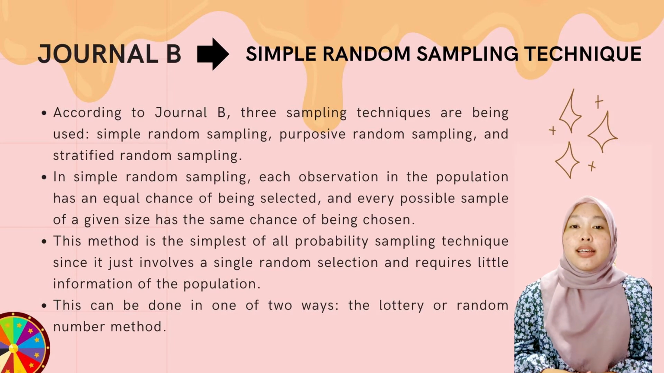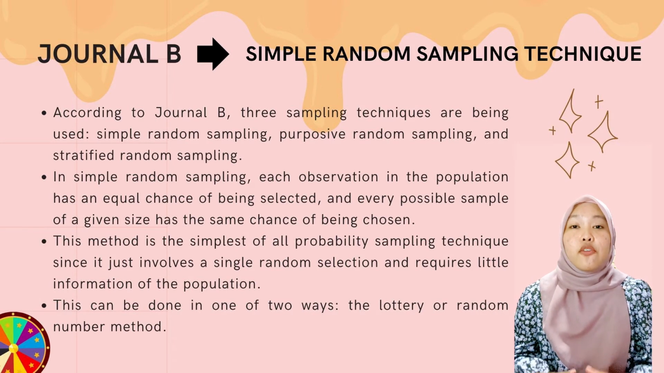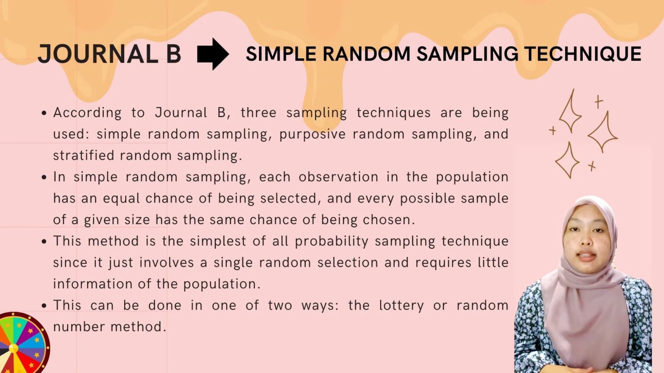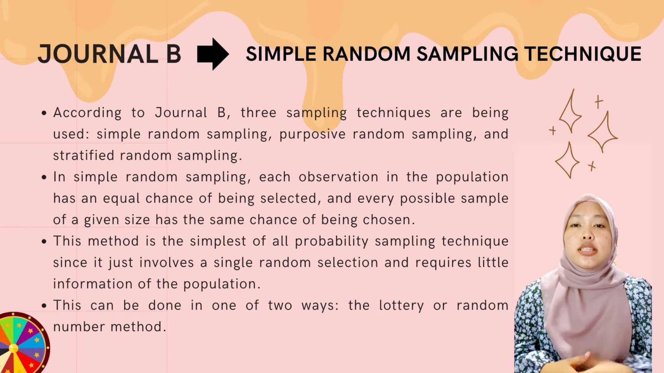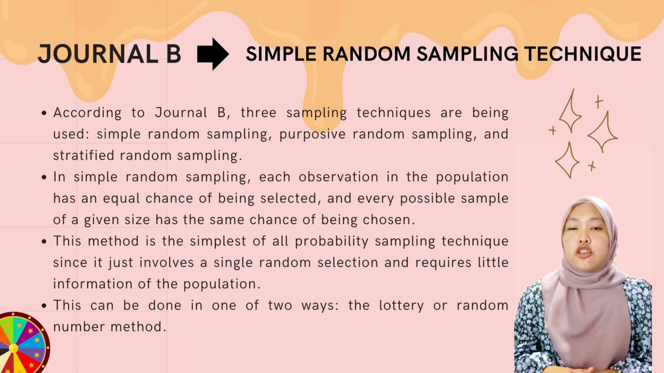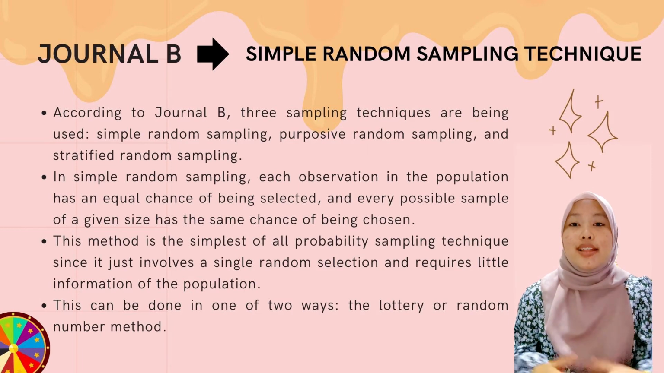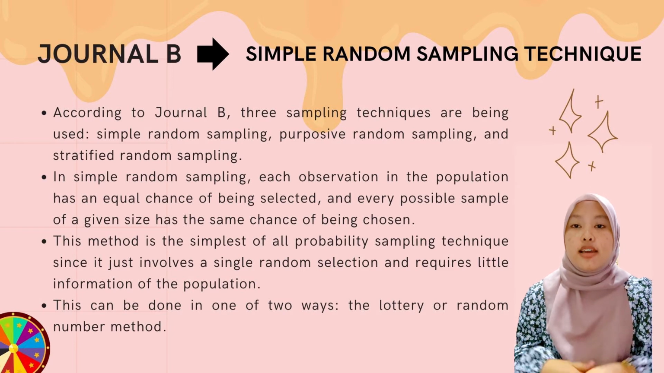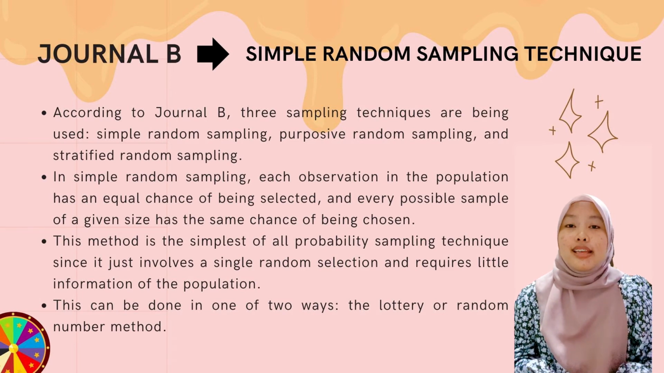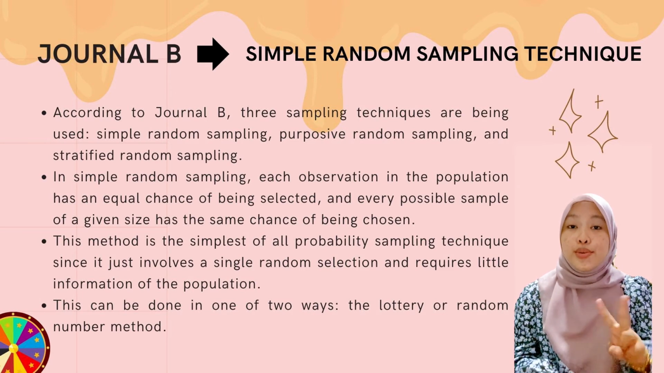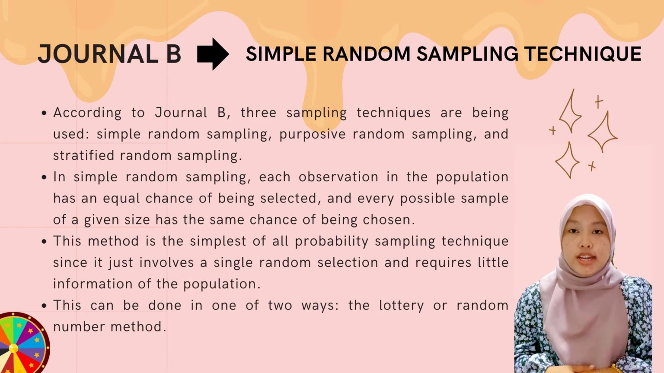Not only that, this method is the simplest of all probability sampling techniques since it just involves a single random selection and requires little information about the population. Then, because randomization is used, any research conducted on this sample should have excellent validity of the results. This technique can be done in one of two ways, through the lottery or through the random number generator.